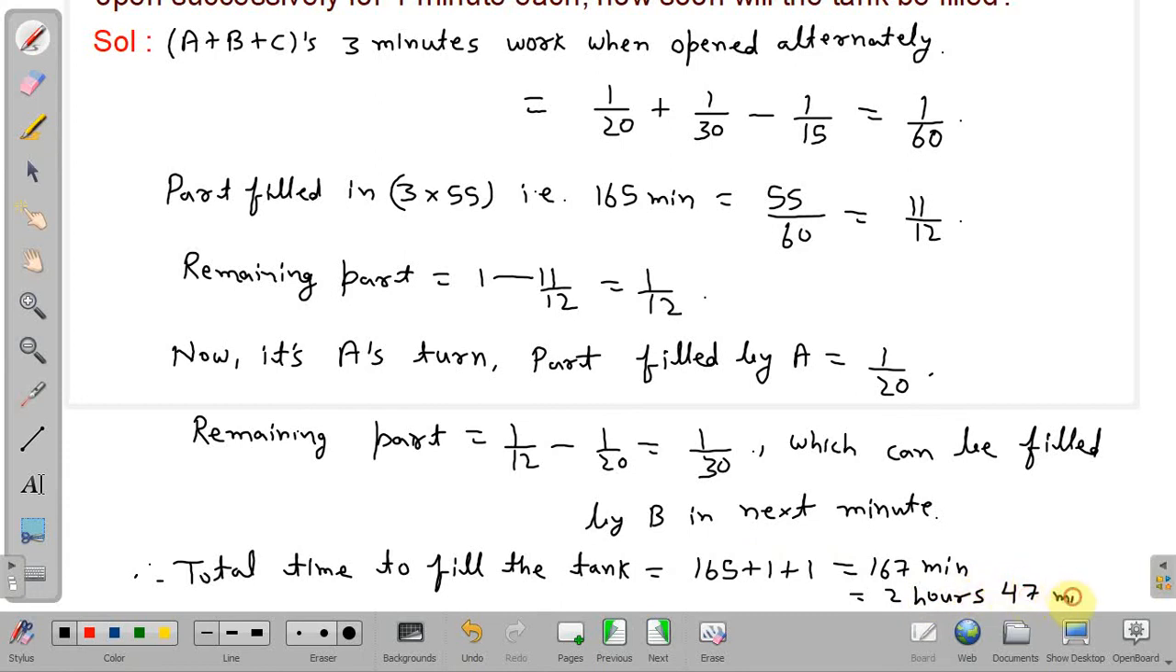Okay friends, so in this lecture we have discussed pipes and cisterns, and we have also solved some problems based on our discussion.